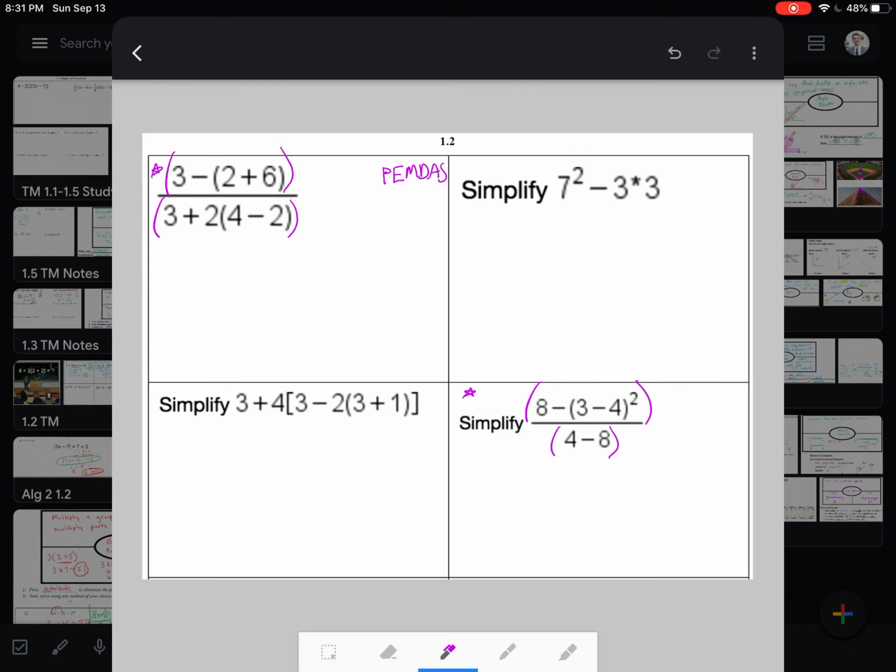do the whole bottom second. So going through on top, I'm seeing 2 plus 6 as my first step here. So I'll have 3 minus 8 all over 3 plus 2 times, and again, more parentheses on the bottom. 4 minus 2 just gives me 2. Okay, I'm going to keep going on the top, just subtraction, so we're happy. Negative 5. On the bottom, I'm going to do that multiplication first. Keep going. 5 over 7, I'm happy with that. We can leave that as a fraction, that's fine.